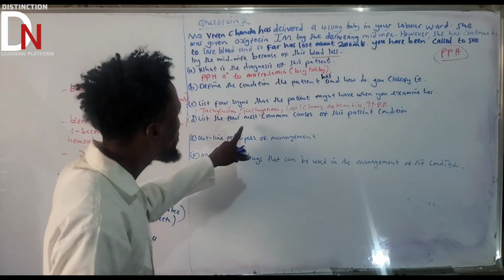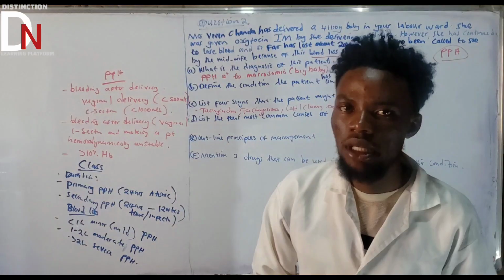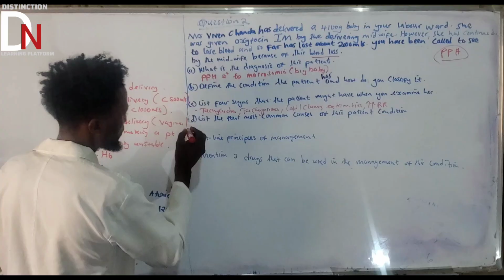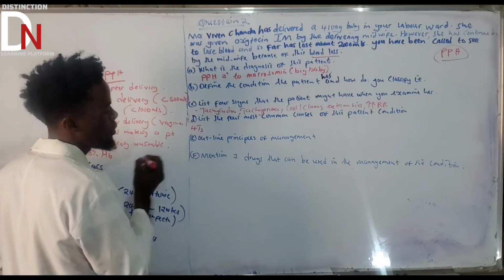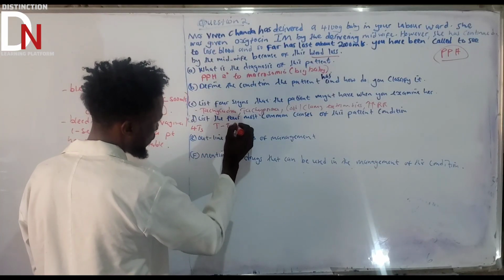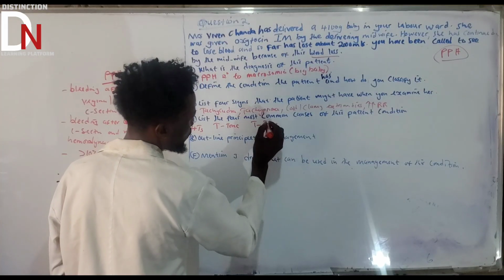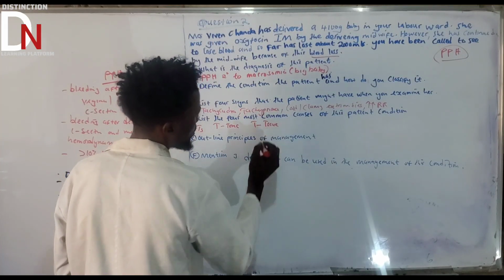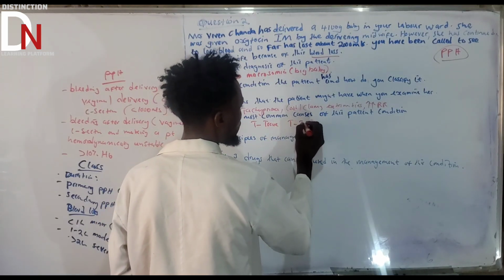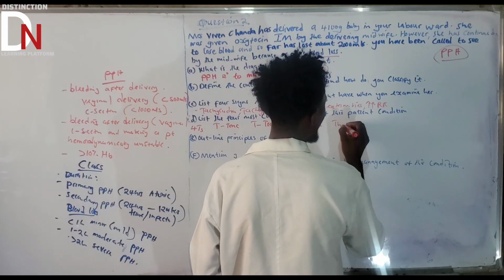D. These are the 4 most common causes of this patient's condition. So what are the 4 common causes of PPH? We use the 4 T's. T number 1 stands for tone. T number 2 stands for tissue. T number 3 stands for trauma. T number 4 stands for thrombosis.